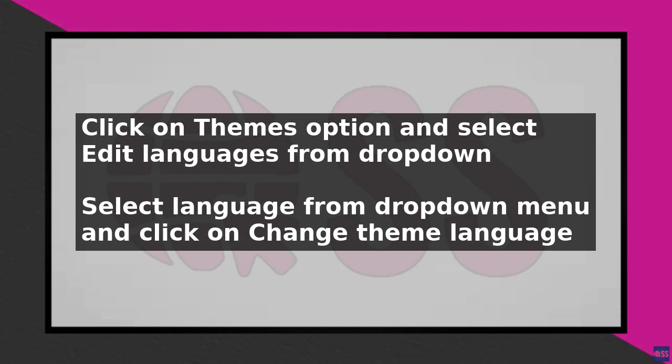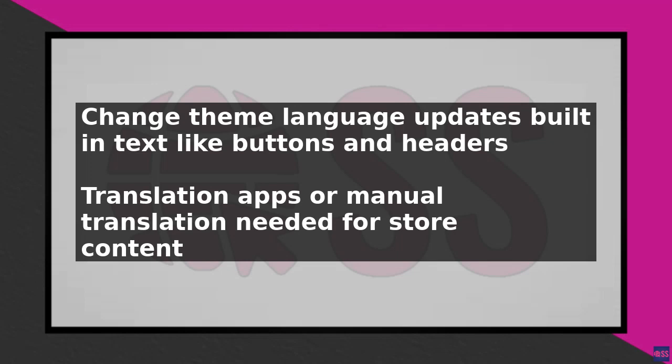In the Edit Languages page, you can change the theme language by clicking on the Change Theme Language button at the top right corner of the page. A drop-down menu will appear with a list of available languages. Select the language you want to use for your store. After selecting the language, click on the Save button to apply the changes. Your store's theme language will be updated immediately.